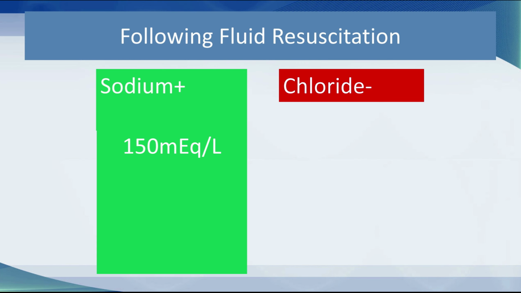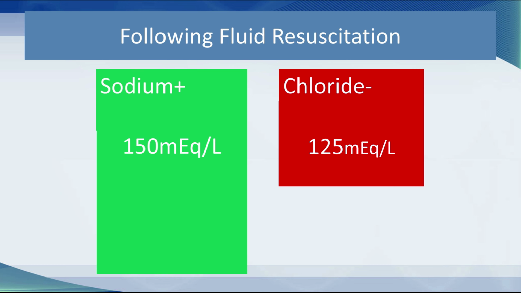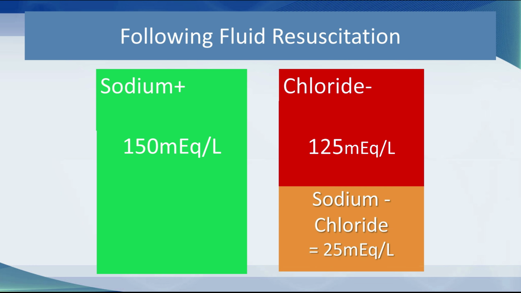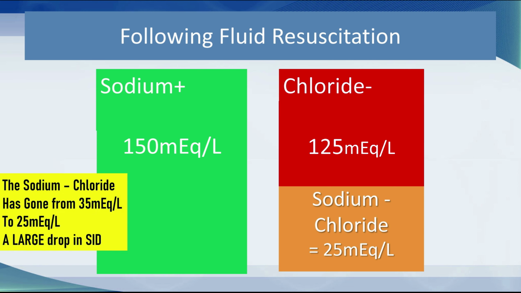The sodium will increase to about 150 milliequivalents per litre. The chloride will increase to 125 milliequivalents per litre. And then the sodium to chloride ratio will fall. That is, the sodium minus the chloride strong ion difference will fall to 25 milliequivalents per litre. And that is a large drop in the strong ion difference. Now, as I mentioned, a fall in the strong ion difference means metabolic acidosis.